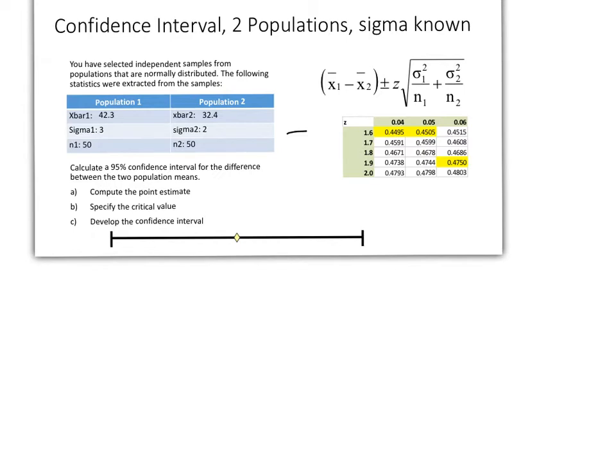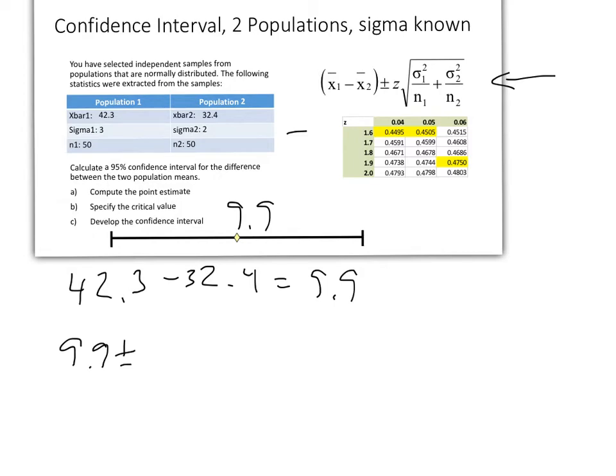We are going to calculate the point estimate, identify the critical value, and then develop the confidence interval using this equation right here. So the point estimate is x bar 1 minus x bar 2, so we have 42.3 minus 32.4 equals 9.9. So that's our point estimate. That's going to go in the middle here of our confidence interval, 9.9, and it's going to be 9.9 plus or minus our critical value z, since sigma is known, and then we will calculate that out.